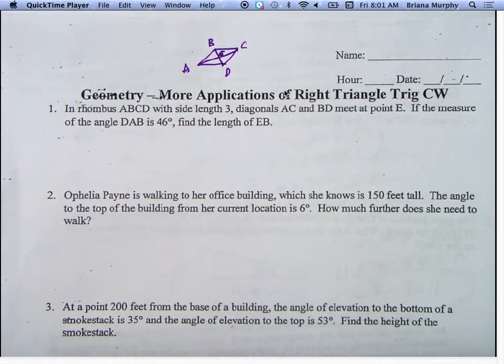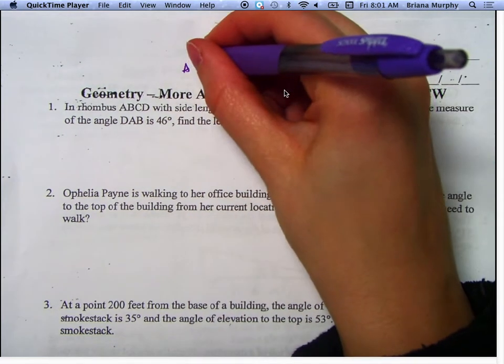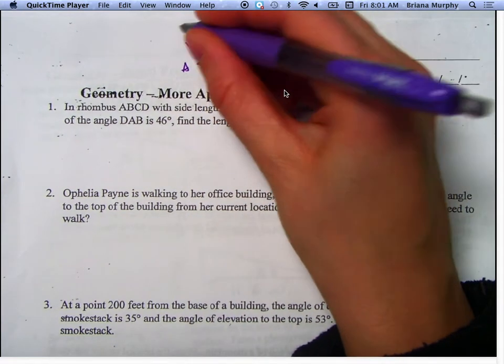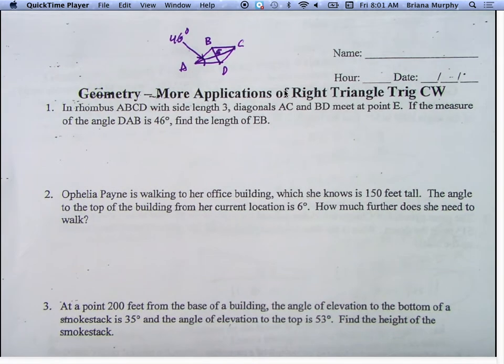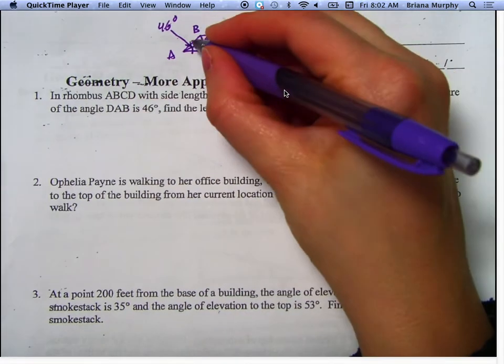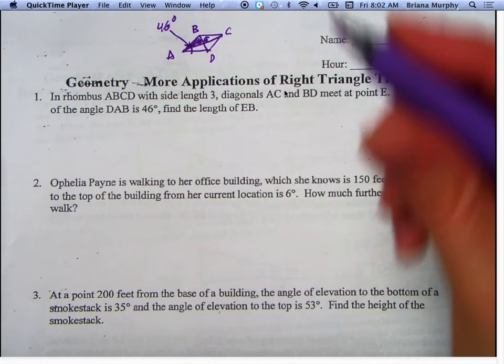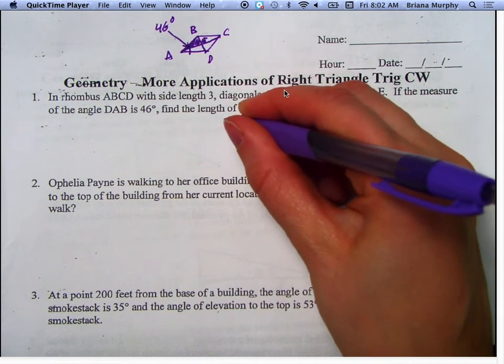Okay, it's telling me angle DAB, this angle right here, is 46 degrees. And it wants me to find the length of EB. Okay, so what's half of 46 degrees, guys? 23. Why am I cutting it in half? I just want this triangle that I'm coloring in right here. So I'm going to redo that triangle.